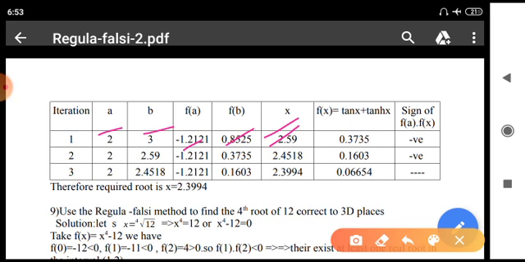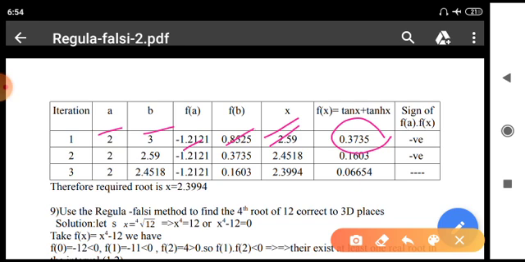To get tan hyperbolic x in calculator, there is one button, HYP. So to get tan hyperbolic x value, we have to type HYP tan of x value, which comes out to be 0.373, f of x 0.3735.